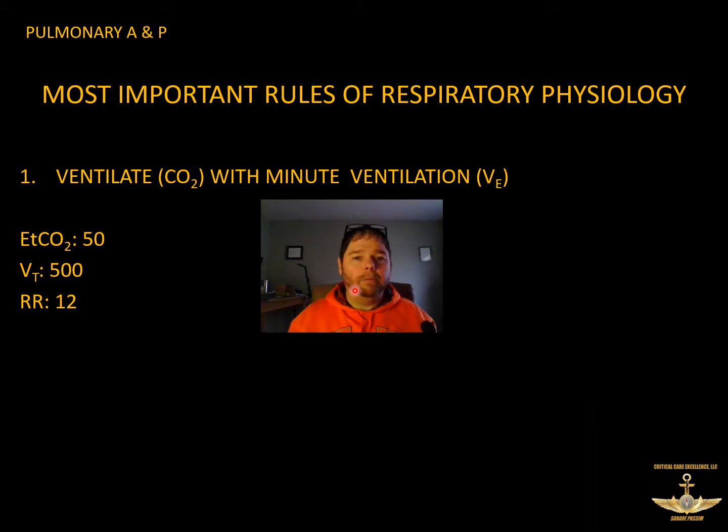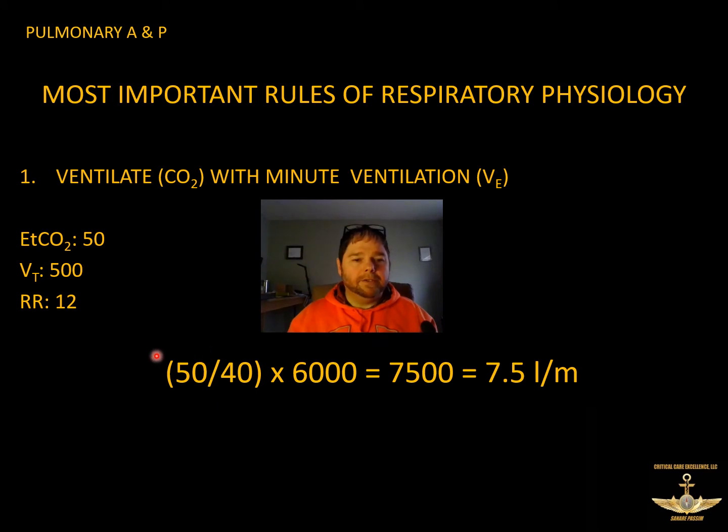So applying the formula that we saw on the previous slide, we see our CO2 is 50. Let's say we want our CO2 to be normal. In this case, there's no reason for it not to be, so we want it to be 40. So we will divide 50 by 40, which gives us 1.25. And we'll multiply that times our current minute ventilation, which we said is 6 liters. Multiplying 1.25 times 6,000 gives us 7,500, or 7.5 liters a minute. So that's what our new minute ventilation needs to be.